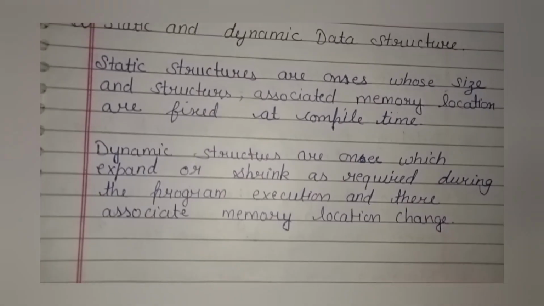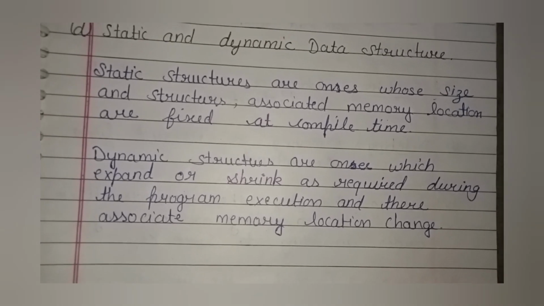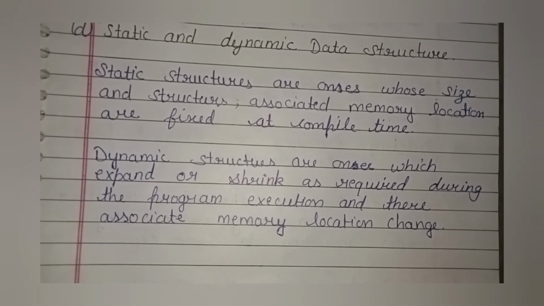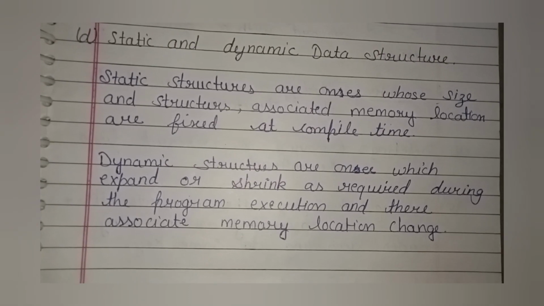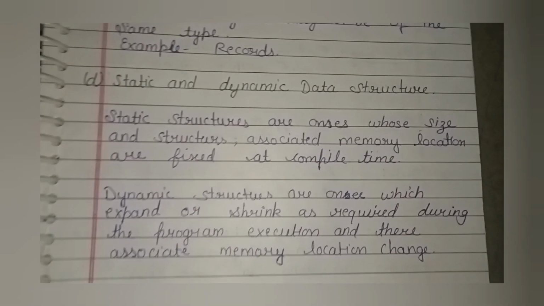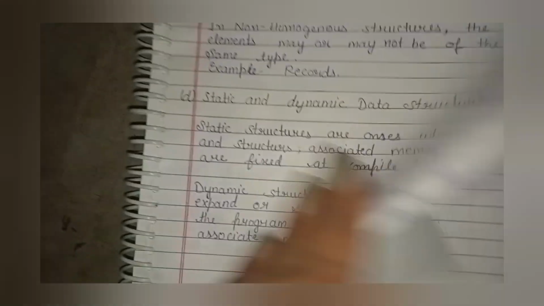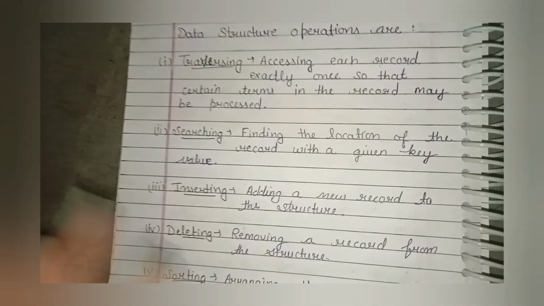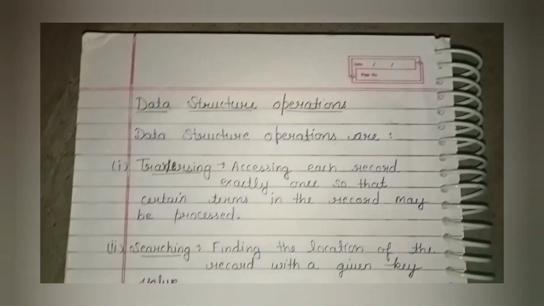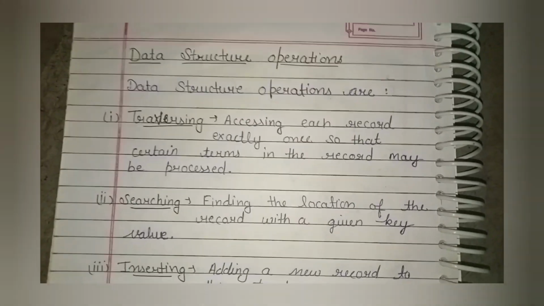Next, dynamic data structures are ones which expand or shrink as required during the program execution, and their associated memory locations change. This is the classification of data structures. And next is operations of data structures. Which operations are performed in a data structure?